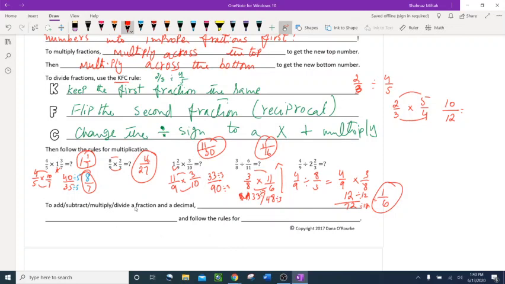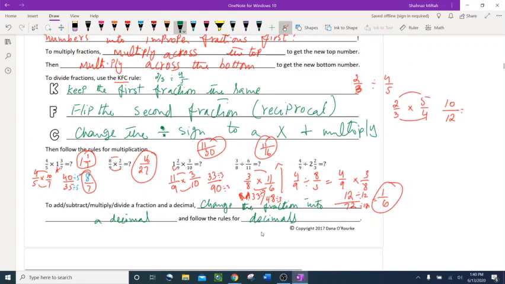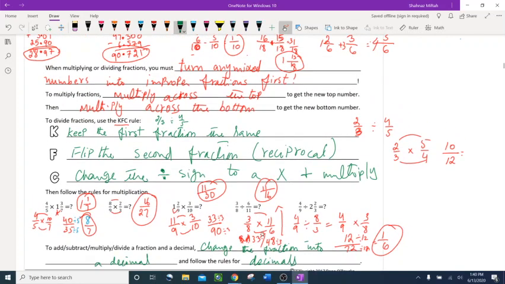Okay, so this is what it is. To add, subtract, multiply, or divide a fraction and a decimal, you're going to have to change the fraction into a decimal and follow the rules for decimals. Okay. Now I think that's the last one we have.